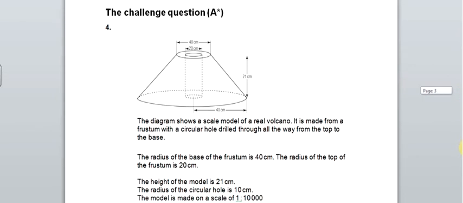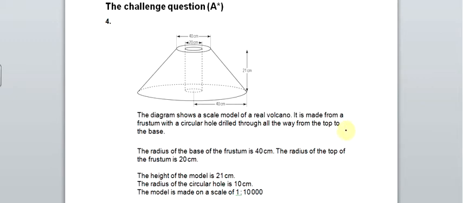Now, the one you've all been waiting for. Who's had a go at this now, and who's just thought, well, I'll wait until Mr. Greaves does it later? Well, if you had a go at this one, well done. I hope you had fun with it.